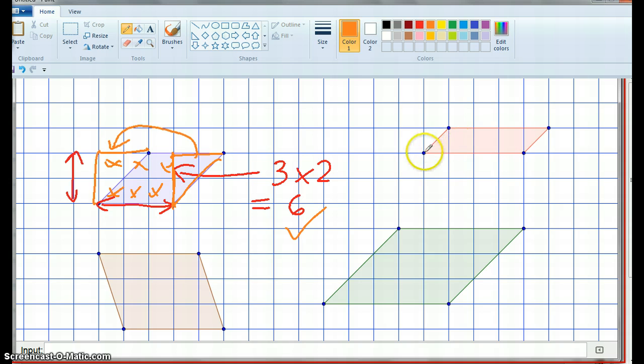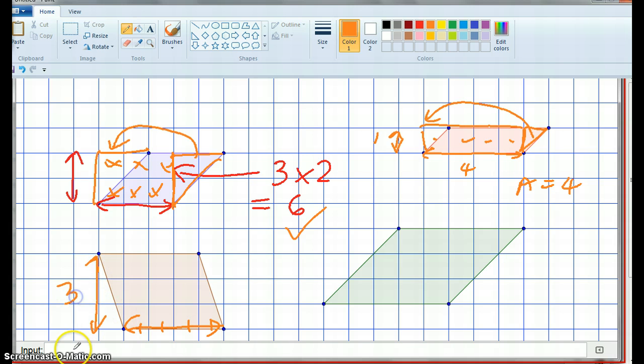This one here, what's our base? 4. What's our height? 1. So the area is going to be 4. And the other way of looking at it is imagining that bit there moving there. So you've got 1, 2, 3, 4. Okay? This one here, what's our base? 1, 2, 3, 4. And what's our height? 3. So that's 12. And again, you can imagine you're taking that bit there and you're moving it to there.